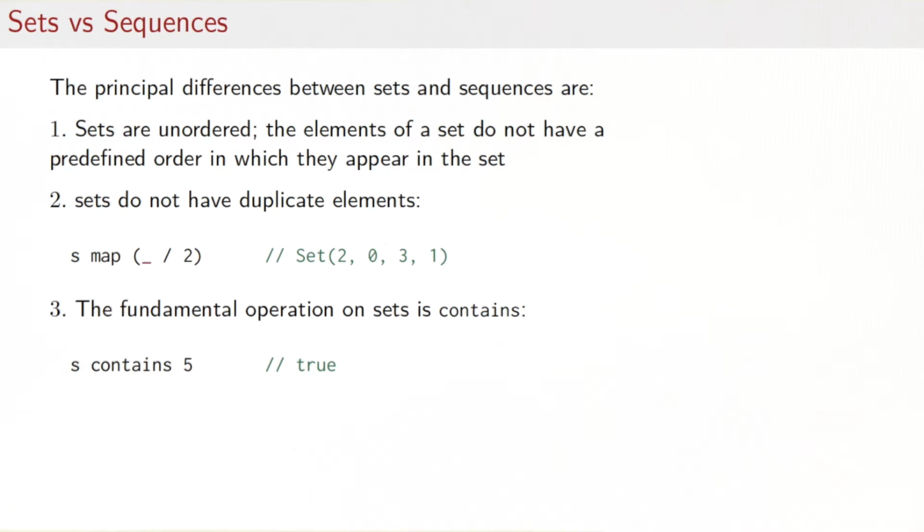The second difference is that sets do not have duplicate elements. If I would map the set going from 1 to 6 with the function that divides each element by 2, I would obtain the set that contains elements 0, 1, 2, 3. So this set of 6 elements has just shrunk to 4 elements because duplicates were removed. And the third difference is that where in a sequence the fundamental operations would be head and tail for lists or indexing for vectors, for sets the fundamental operation is contains. So the principal operation that you can do with a set is asking whether there is an element in the set.